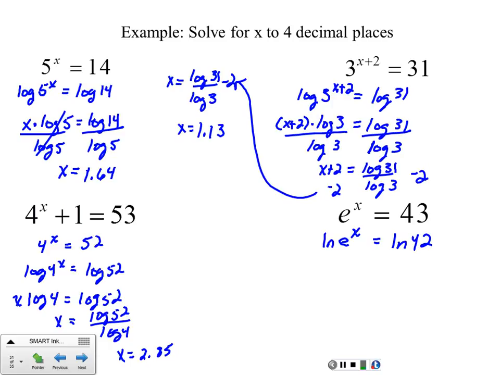So when I move that x out, ln of e, put that in your calculator if you need to, but that's going to go to 1. So now x is equal to the natural log of 42, which is some decimal. And you get 3.74. Is that what you came up with? So again, just remember, anytime you see that e, you're going from LOG to LN.